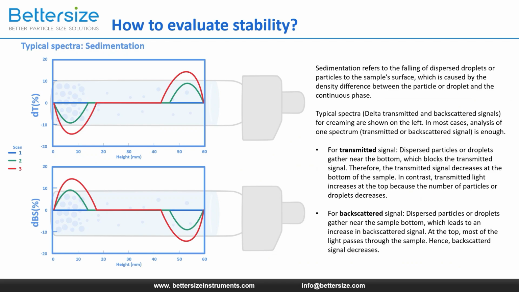At the top of the sample cell, the trends of the backscatter and transmit signals are totally different. The concentration at the top becomes lower and lower, so the intensity of the backscatter signal decreases, and the transmit signal increases. In this slide, I present both transmit and backscatter signals. However, when the stability analysis is performed, users only need to focus on one of them. In most cases, only one spectrum can be clearly displayed and completely characterize the unstable phenomena.